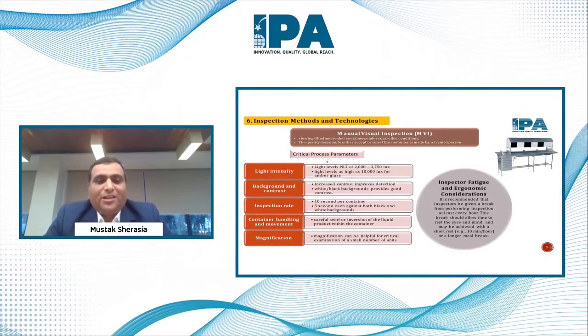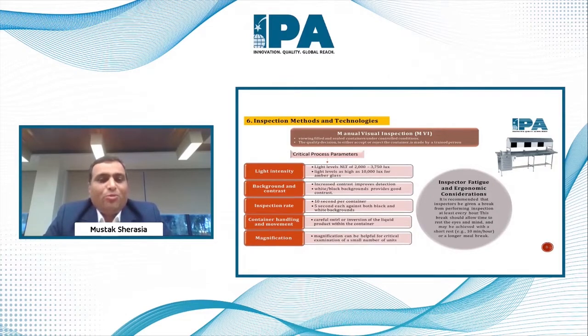The inspection rate is another important consideration. Normally, 10 seconds per container is allowed, and for each background it should be a minimum of 5 seconds. However, considering the specific product, more time could be taken if the product has different complexities.